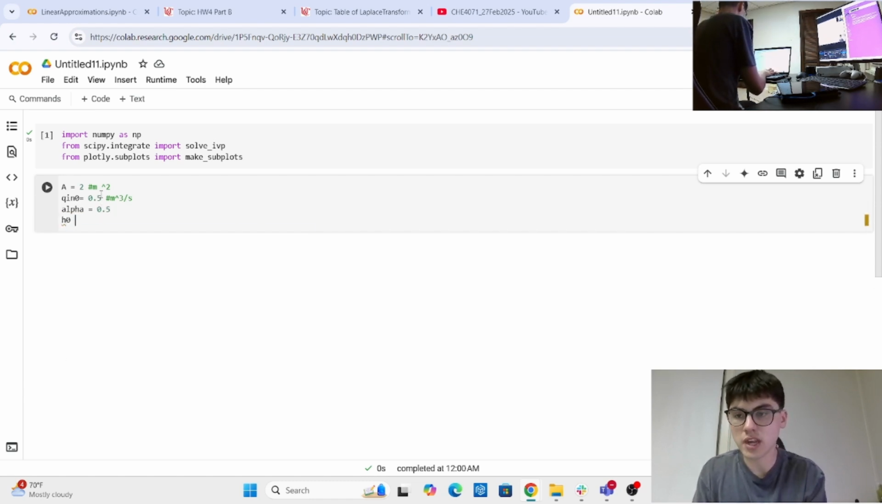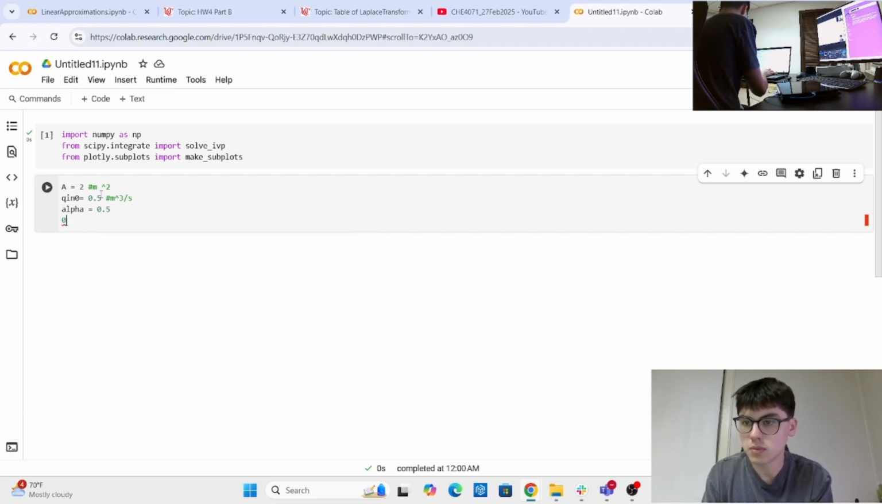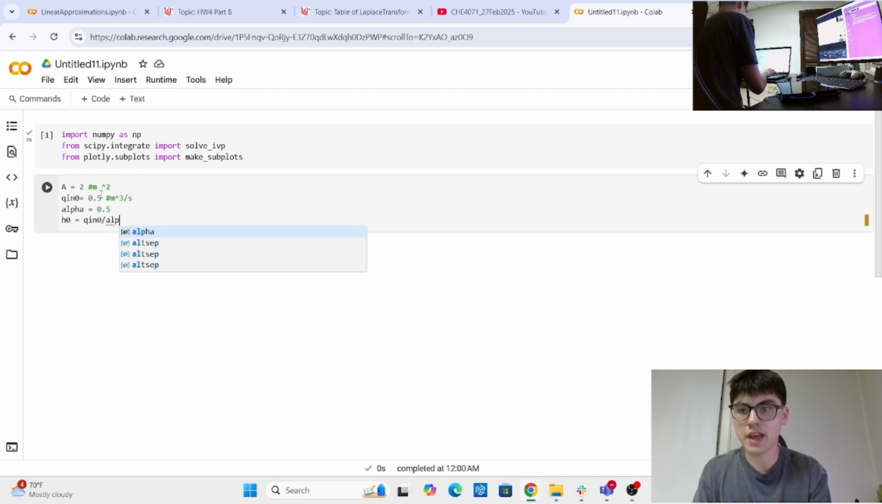Then we have to define our initial height, which we can find using 0 equal to q_in minus alpha times h to the power of 1/2. So q_in will be equal to alpha times h to the power of 1/2. So h naught will be equal to q_in naught divided by alpha, to the power of 2.